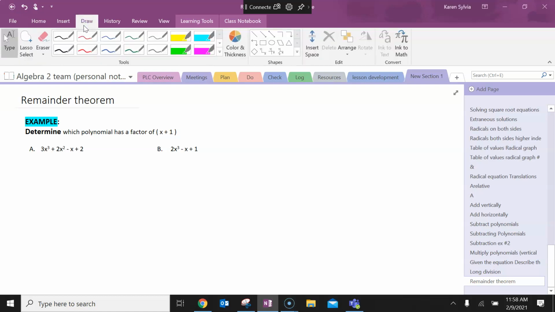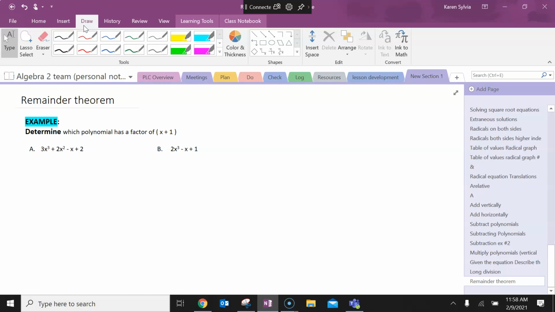Determine which polynomial has a factor of x plus 1. In order to do this, what we need to do is apply synthetic division and determine if there's a remainder. The notes are telling me if my remainder, or my final value in my synthetic division, is 0, then the divisor is a factor. It means there's nothing left over.